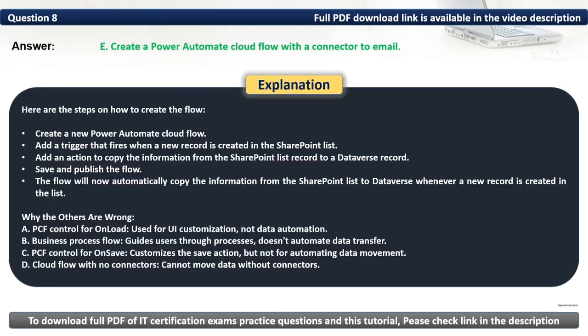Here are the steps on how to create the flow. Create a new Power Automate Cloud Flow. Add a trigger that fires when a record is created in the SharePoint list. Add an action to copy the information from the SharePoint list record to a Dataverse record. Save and publish the flow. The flow will now automatically copy the information from the SharePoint list to Dataverse whenever a new record is created in the list.